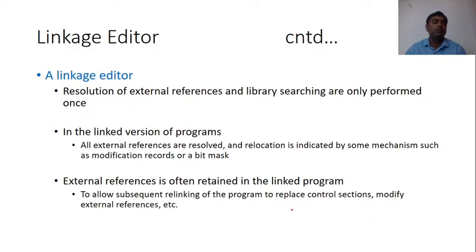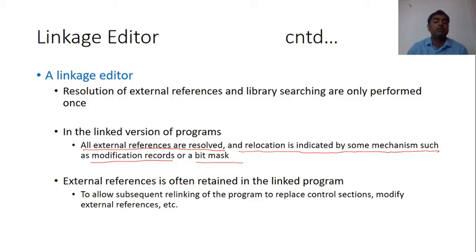In a linkage editor, resolution of external references and library searching are performed only once. In the linked version of the program, all external references are resolved and relocation is indicated by some mechanism. What are the mechanisms? Either we can use the modification record technique or we can use the bit mask technique.